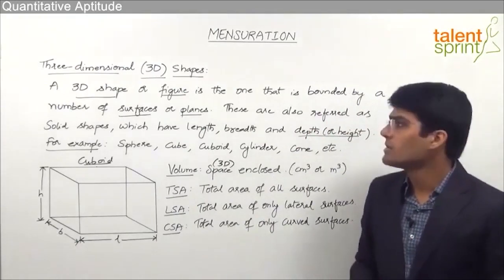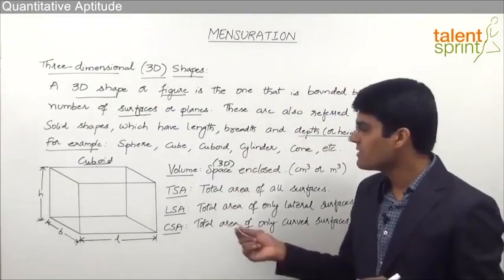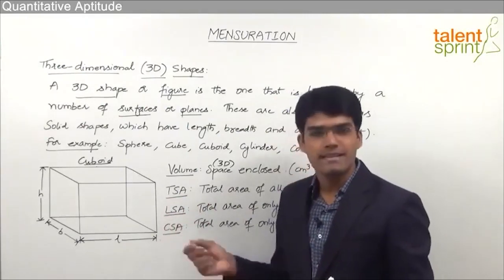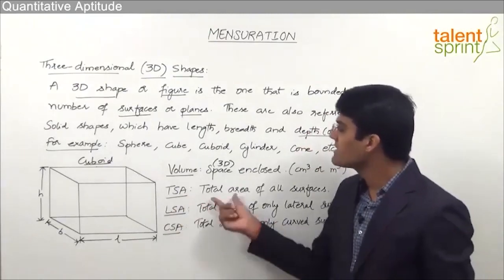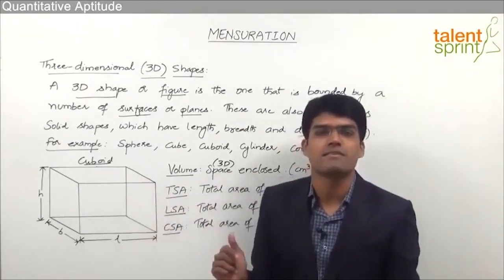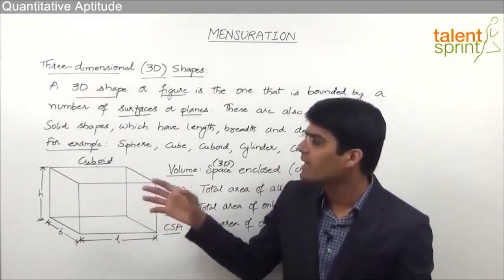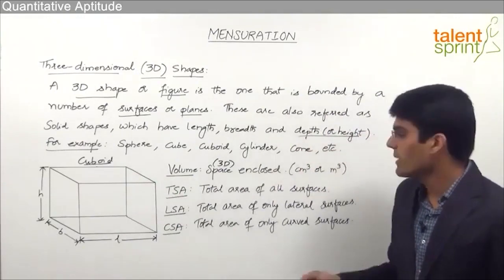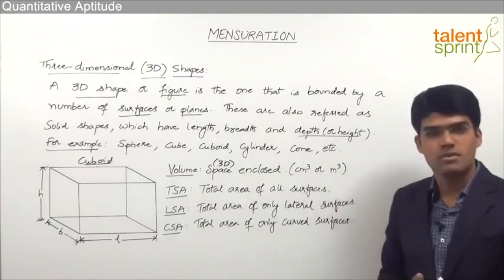The other parameter that we measure for a 3D shape is the surface area. Now surface area again can be of different types. Total surface area TSA, lateral surface area LSA and curved surface area CSA. So let us understand what is meant by each one of them. Total surface area is the total area of all the surfaces. For example, in this cuboid, we have got 6 surfaces. So when we add up all the areas of these 6 surfaces, we get the total surface area of the cuboid. And we know that area is measured in terms of meter square or centimeter square. So here again, total surface area is nothing but a type of area. So it should be measured in terms of meter square.